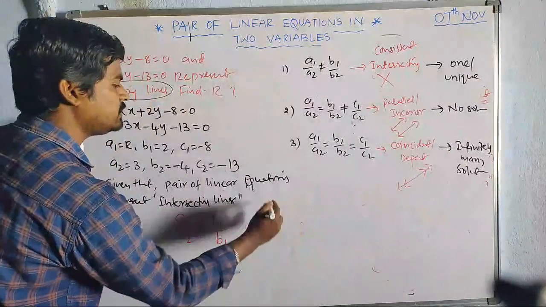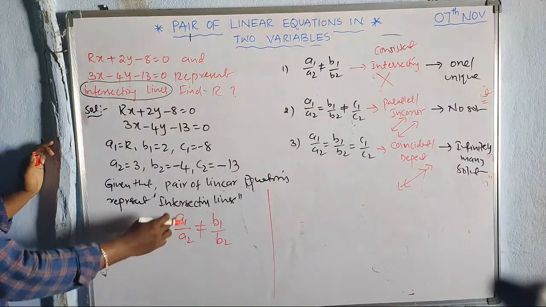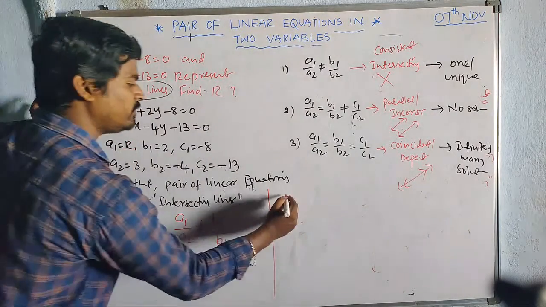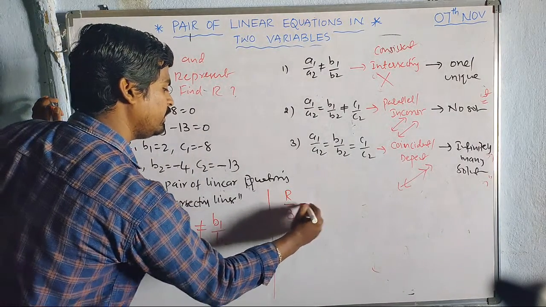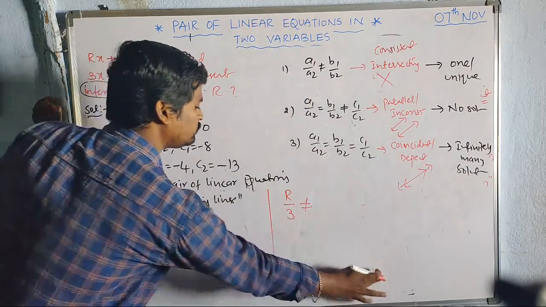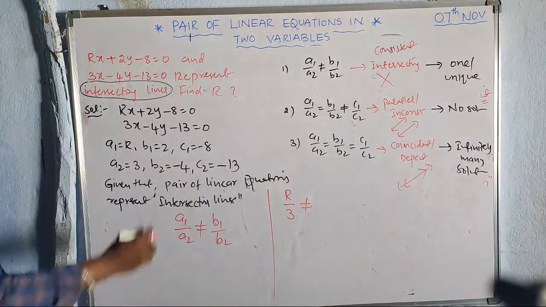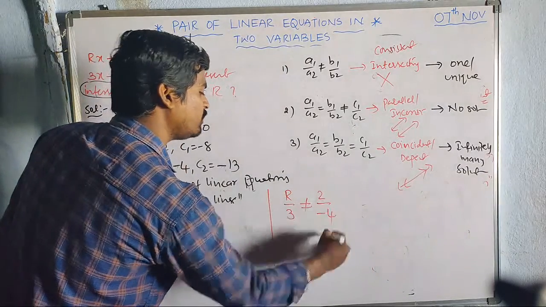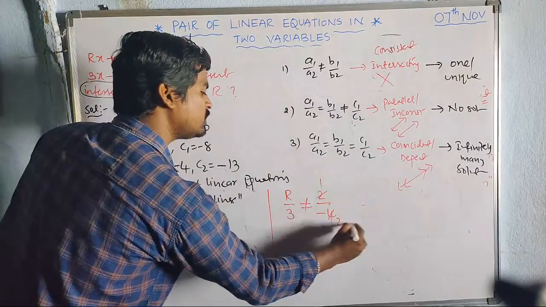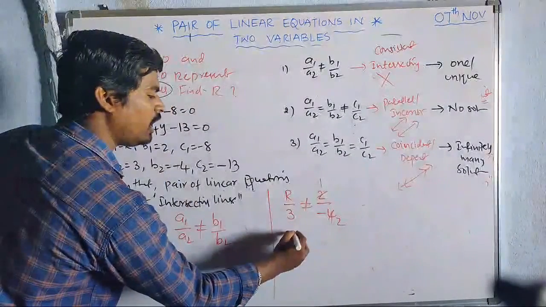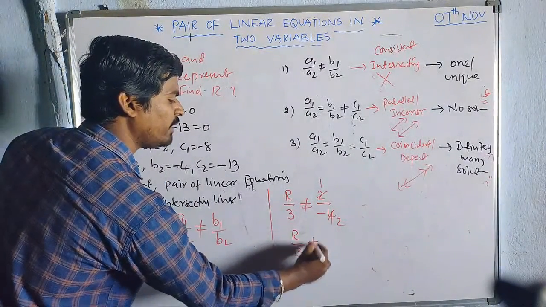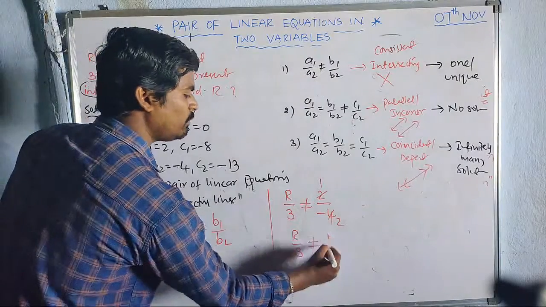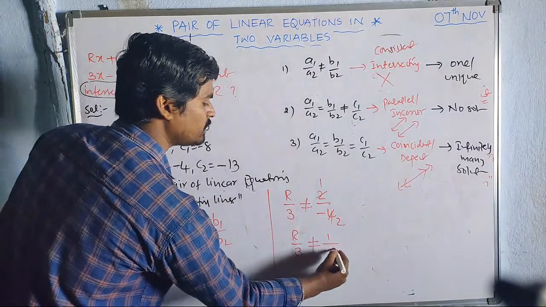So you observe carefully, friends here. A1 by A2, R by 3, is not equal to B1 by B2, 2 by minus 4. So 2 ones are, 2 twos are... R by 3 not equal. We have to write not equal. So 1 by minus 2.